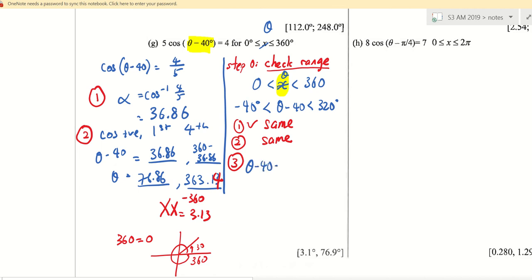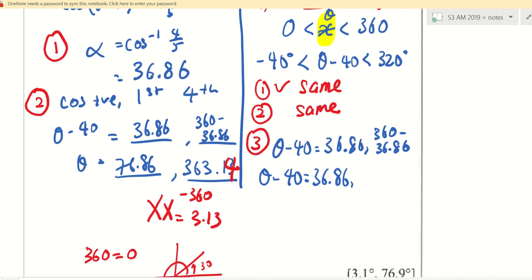Theta minus 40 equals 36.86. Can you help me with a calculator? 360 minus 36.86 is 323.14. Right? Now, I'm going to highlight and show you what I want to tell you.